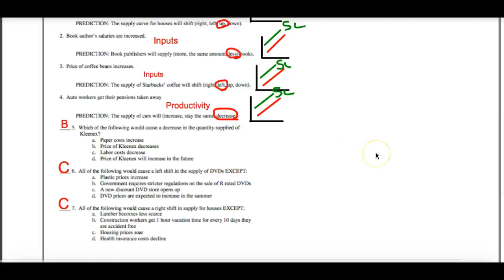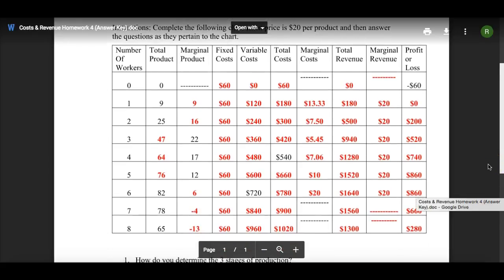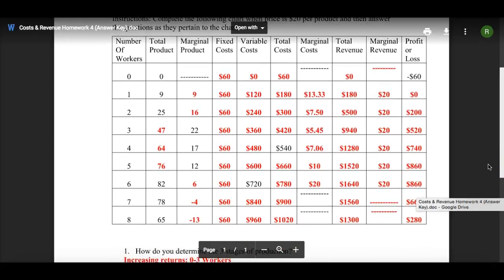All right, the other worksheet you had was a cost and revenue worksheet. So here are your answers. And let me move it up. Okay, everything in red, I think mostly. There may be a few extra ones in here that you don't have. So I encourage you to pause the video right now so you can check all of your numbers. Okay, hopefully you have been able to check all of your numbers.